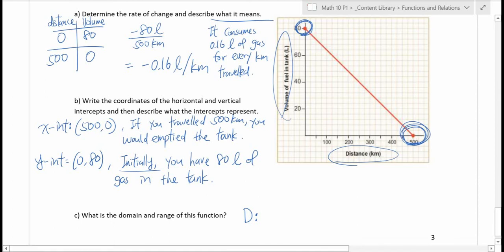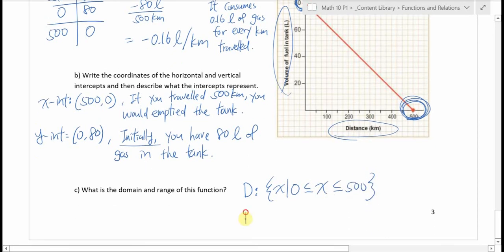So this could be written as an interval or a set notation. It doesn't matter. I'm going to write this in set notation. Okay, so the domain will be the set of x values such that x goes from the leftmost point, which has an x value of 0. You should use the less than or equal sign because you can see it's a solid dot. So 0 is less than or equal to x, and x is less than or equal to 500, right? That's the distance.